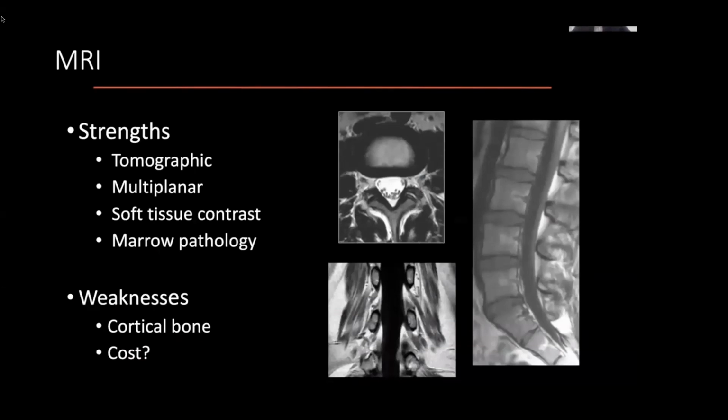MRI, again, the strengths are mostly around its ability to differentiate different types of contrast. We have different types of sequences. Again, I think you guys will be aware. You may have seen the terms T1, T2, STIR, FLAIR, etc. And what these relate to are the specific parameters that have been applied in the course of acquiring the MRI.